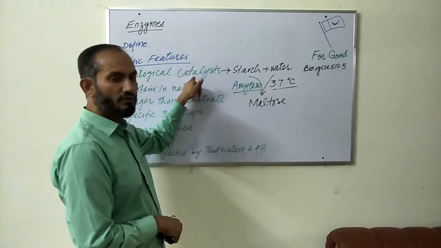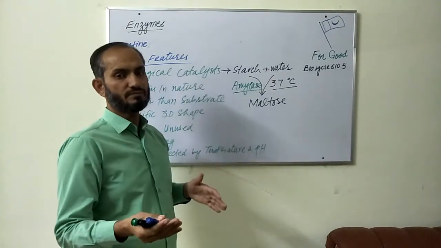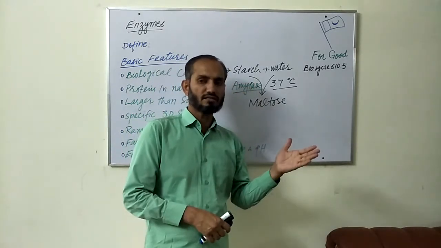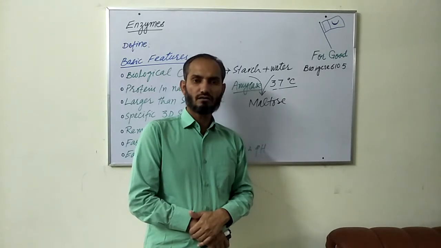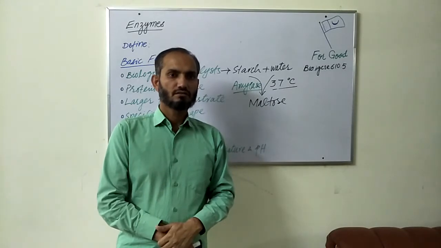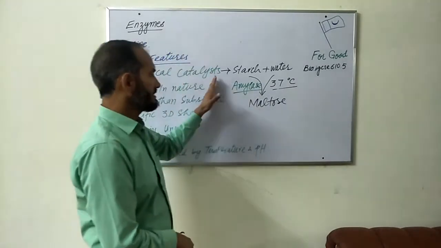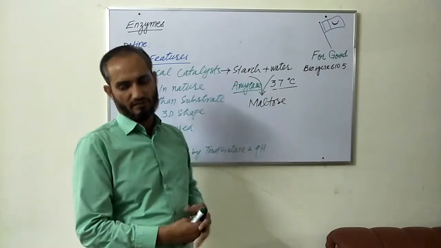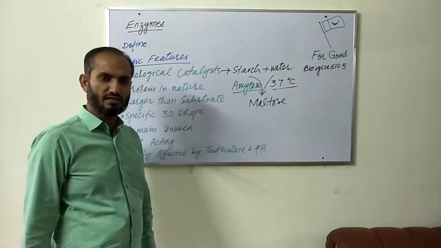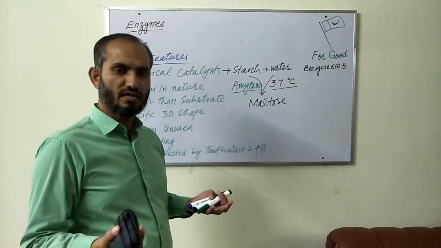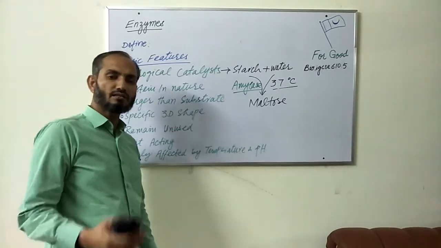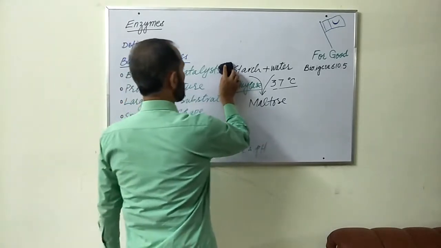So there is a need of catalysts always in the living systems to speed up the chemical reactions. Although non-biological catalysts, the inorganic catalysts, are sometimes speeding up the reactions, sometimes they are slowing down the reactions. But here in biological system, we need to speed up the chemical reactions always. So I think it's very clear to you what is meant by the biological catalyst. This is the definition of enzymes, and this is also one of the basic features of enzymes, that they are the biological catalysts. Okay, let's see the next.